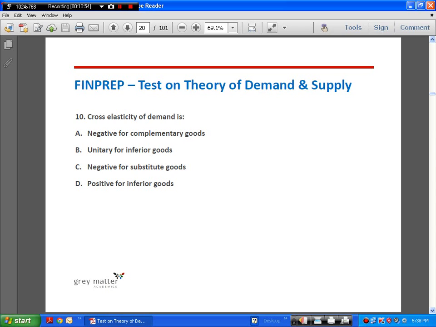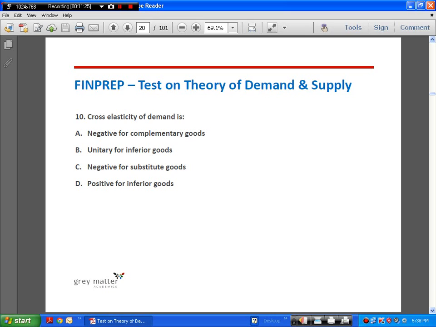You'll notice that it is not unitary for inferior goods. It is not negative for substitute goods. When we say substitutes, we can say tea or coffee. For substitutes, you have a positive relationship. So when the price of coffee increases, the demand for tea would increase because consumption of coffee would fall. Therefore, option C is not the right answer.